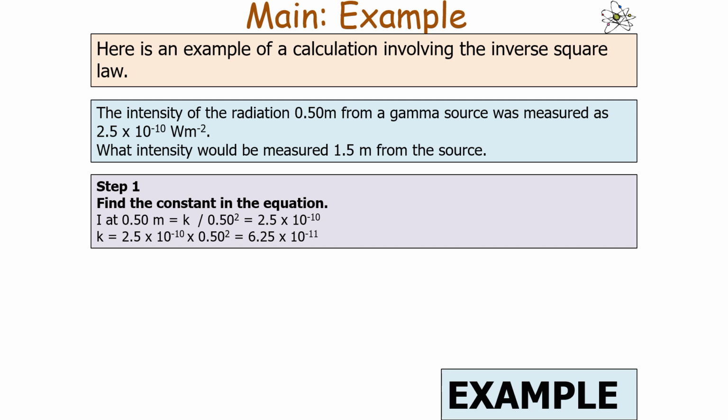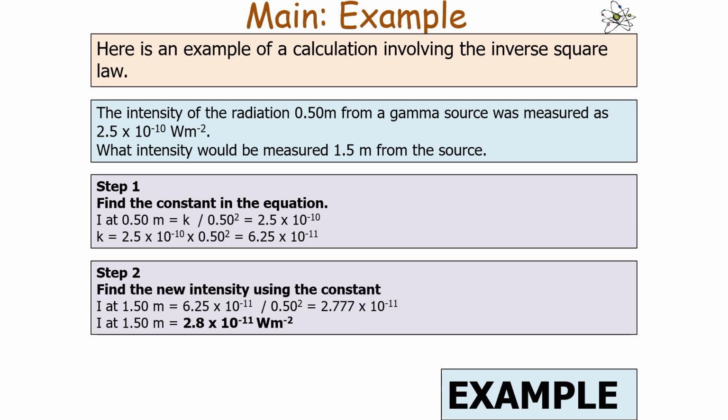So when the distance is 0.5 meters away from the gamma source, the intensity is 2.5 times 10 to the minus 10. So we can say I is equal to k over x squared, and therefore use that to work out k when the intensity is measured from 0.5 meters. So we do that and we find that k is 6.25 times 10 to the minus 11. Now the second step links to the following part, that this is a constant in the gamma source emission, so we can now use k in our equation to find the intensity at 1.50 meters.